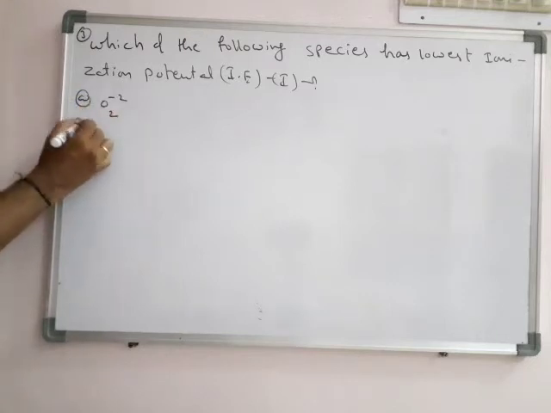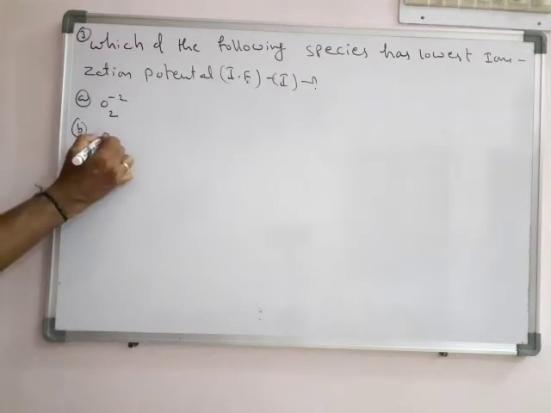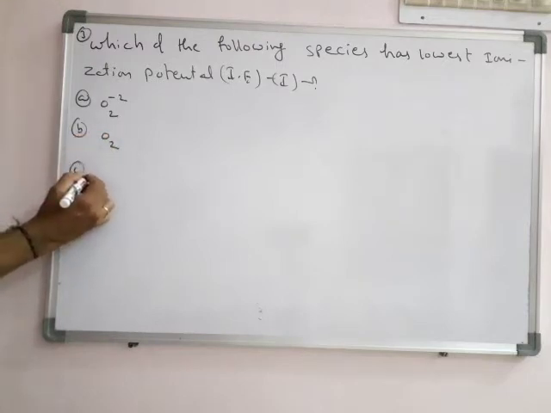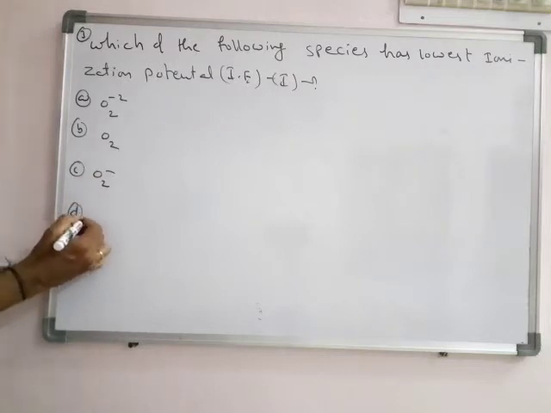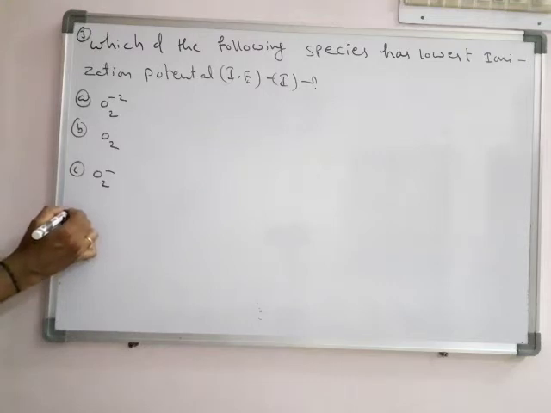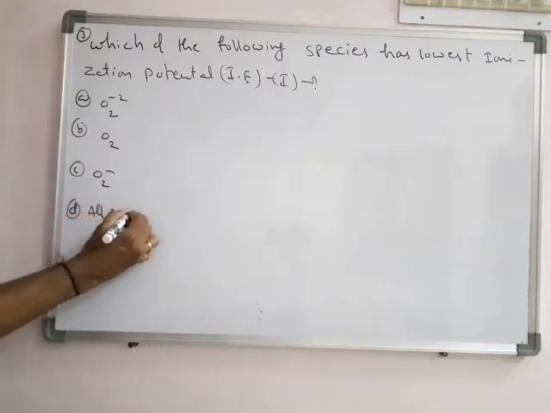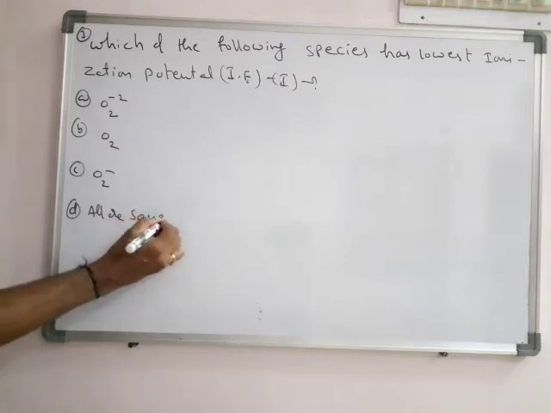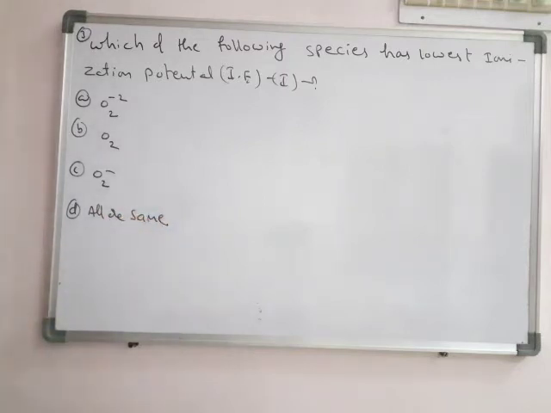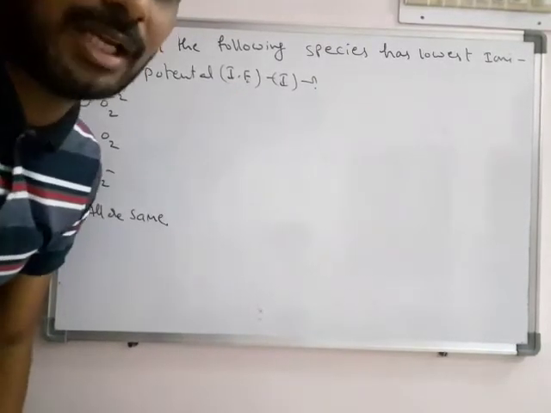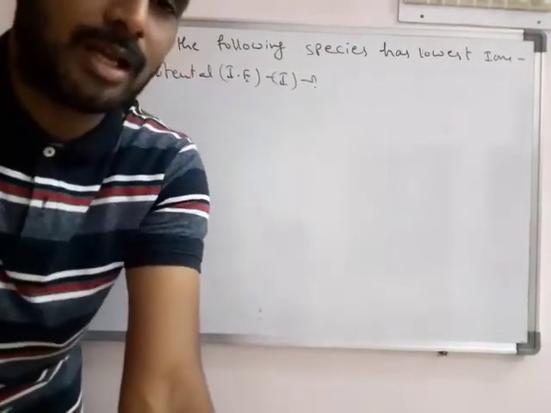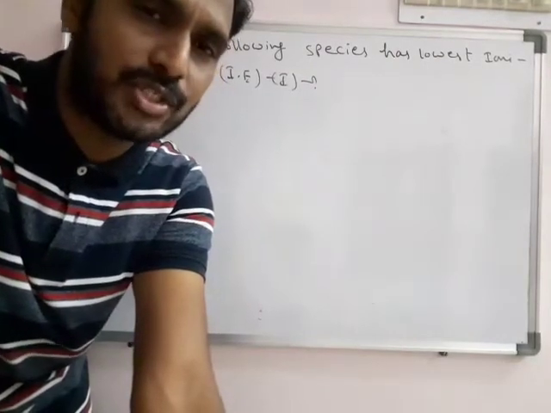O2 minus 2, O2, O2 minus. See, it is given, so all are the same and we need to check that. So with the help of configuration we know the meaning of ionization enthalpy. In the periodic table you already know what ionization enthalpy is.